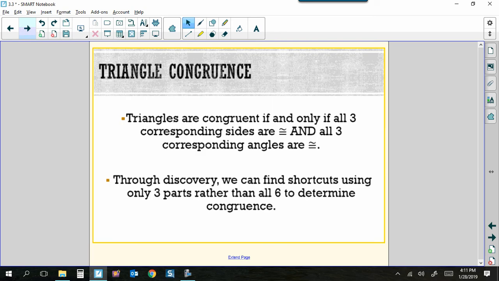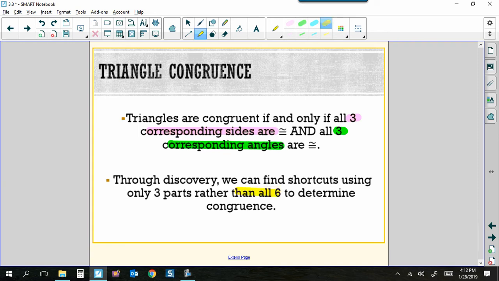So the first thing we're going to talk about is what is triangle congruence. If you remember from last chapter, congruence is when you have two shapes that are the same shape and same size. So triangles are congruent if and only if all three corresponding sides are congruent and all three corresponding angles are congruent. So we have 6 total parts that we are working with: 3 corresponding side lengths and 3 corresponding angle measures. That is a total of 6 pieces.